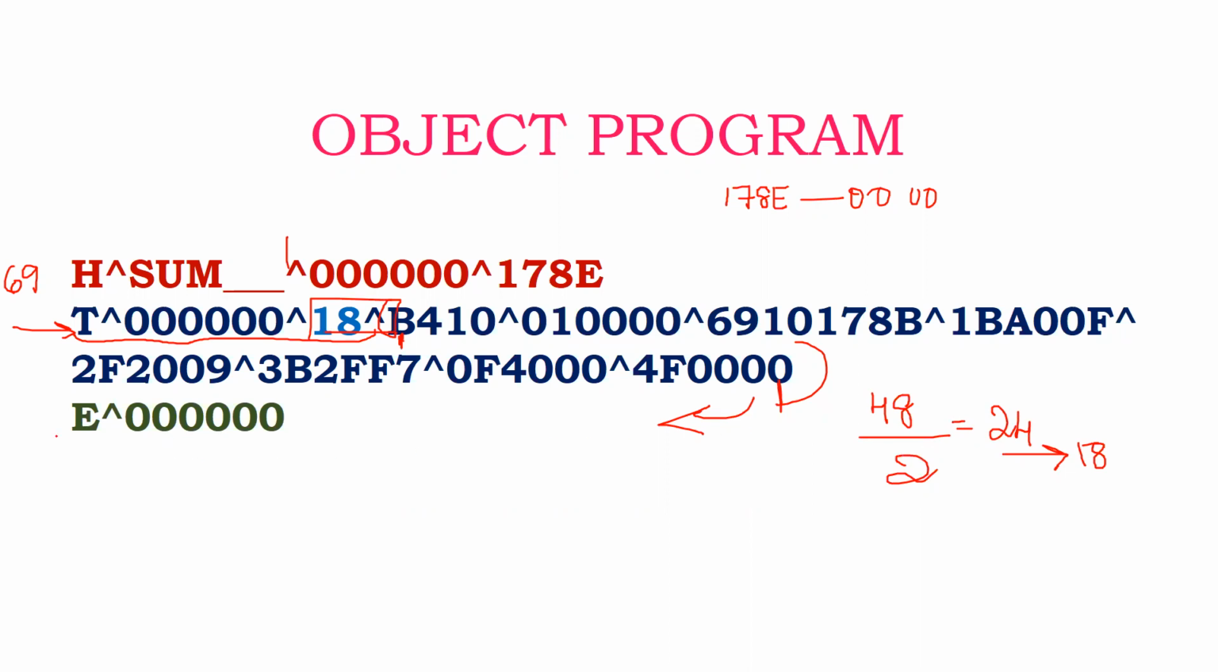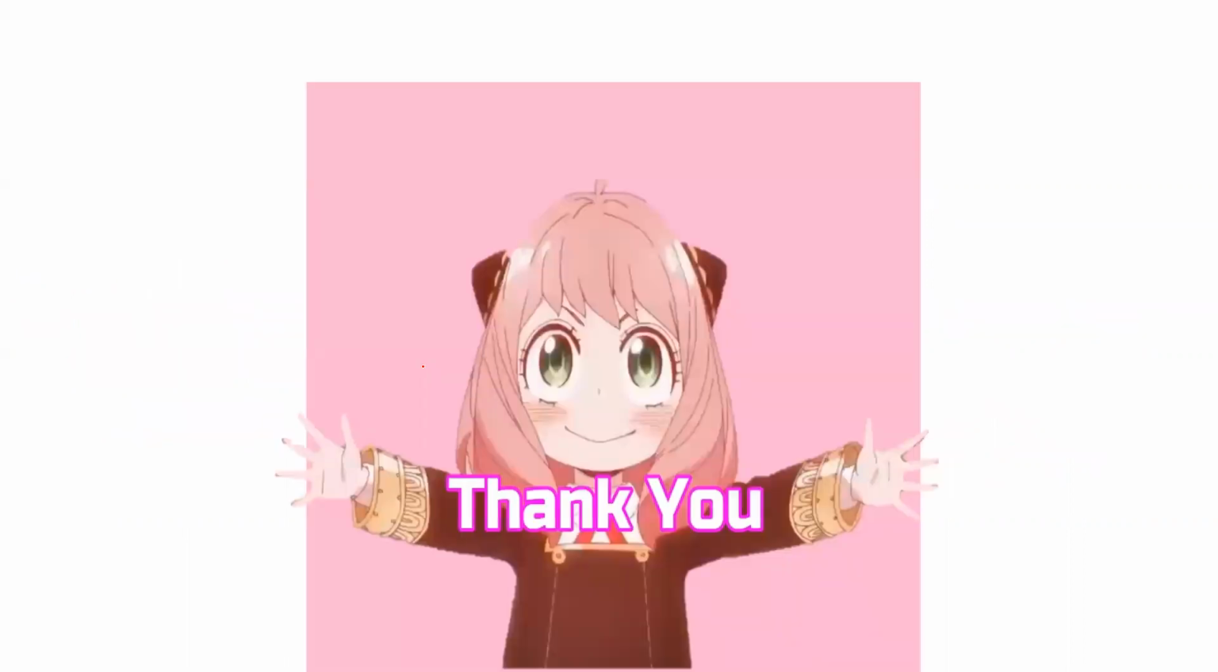Next is the end record. Capital E represents the end, and after E we write the 6-column starting address. So this is the object program for the given SIC/XE machine program. Okay. Thank you.